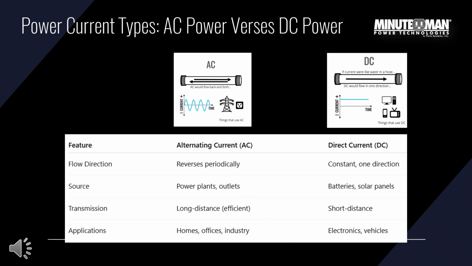For use case scenarios, you're going to want to use AC when you need to power large systems over long distances, or you're working with building wiring or appliances. You're going to want to use DC when you're powering electronics or circuits, you need portable or battery-based power, or you're working with renewable energy sources.